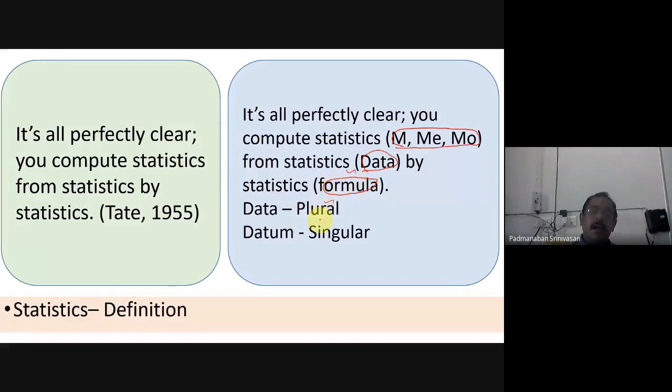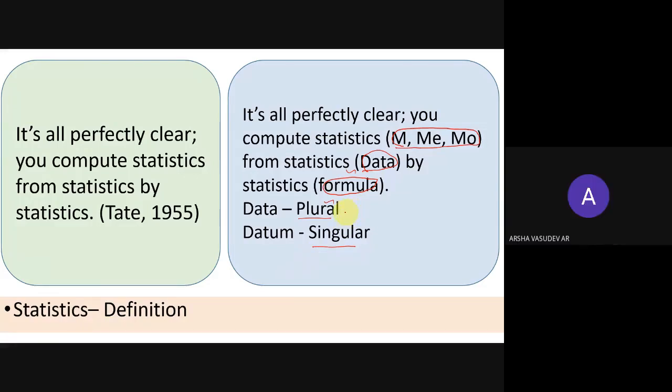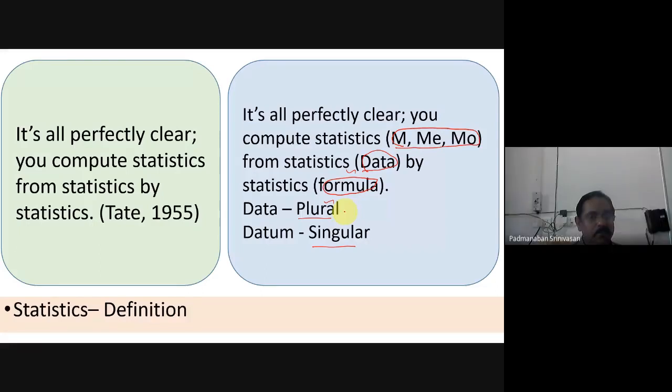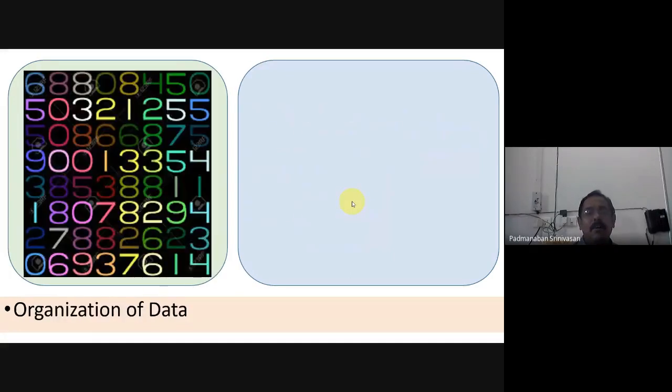So data is the plural word and datum is singular. And what do you mean by data? What is the definition of data? Information, processed information. Good. The processed information. Good. So data is a plural word. Datum means only one. More than one will be called data. Okay, these are the things about data.